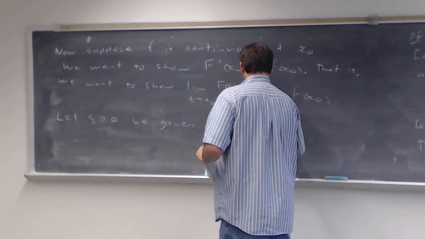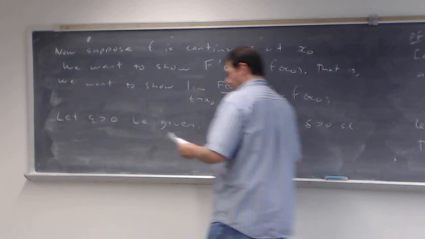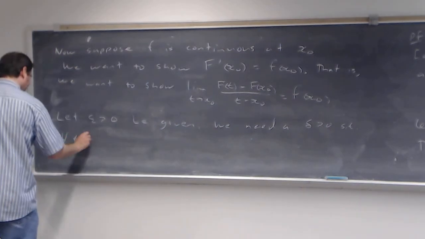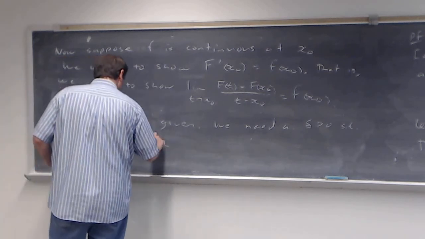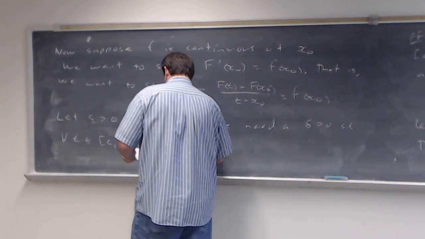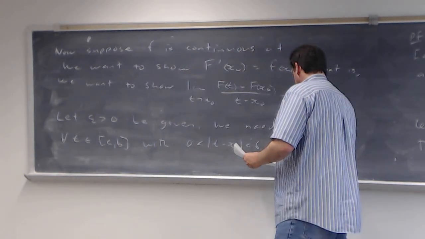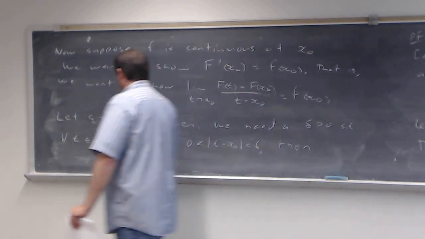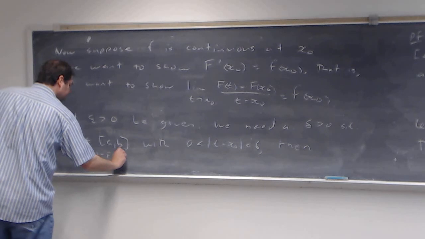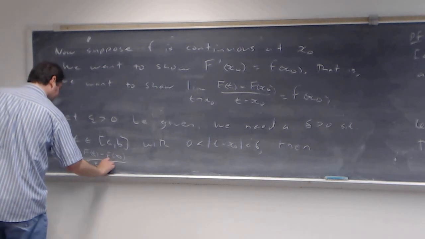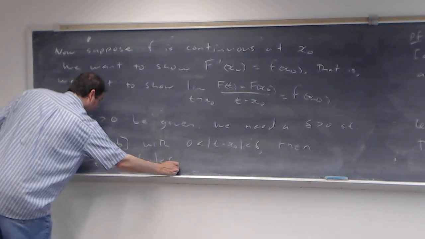We need a delta greater than 0 such that for all t element of (a, b) with 0 less than t minus x naught less than delta, then the absolute value of (F of t minus F of x naught) all over (t minus x naught) minus little f of x naught will be less than epsilon.